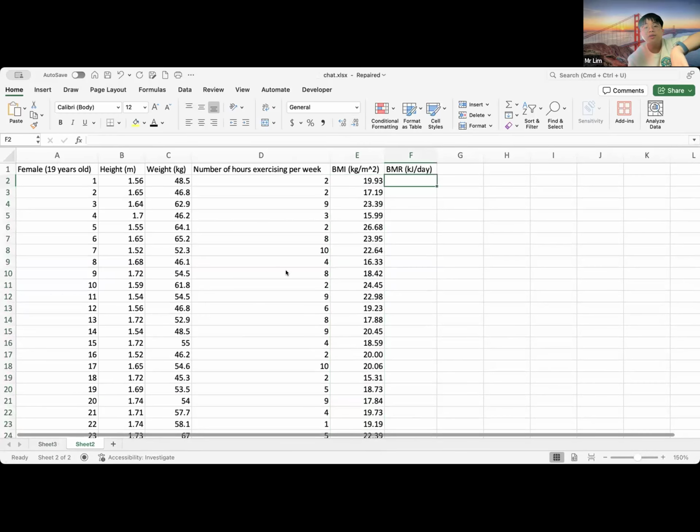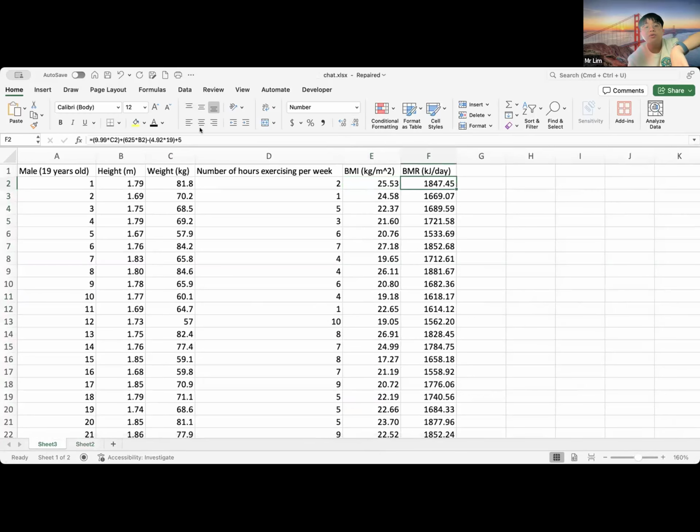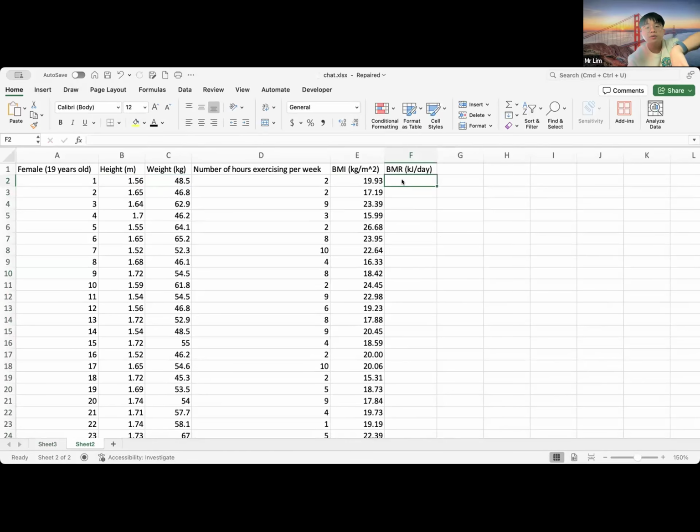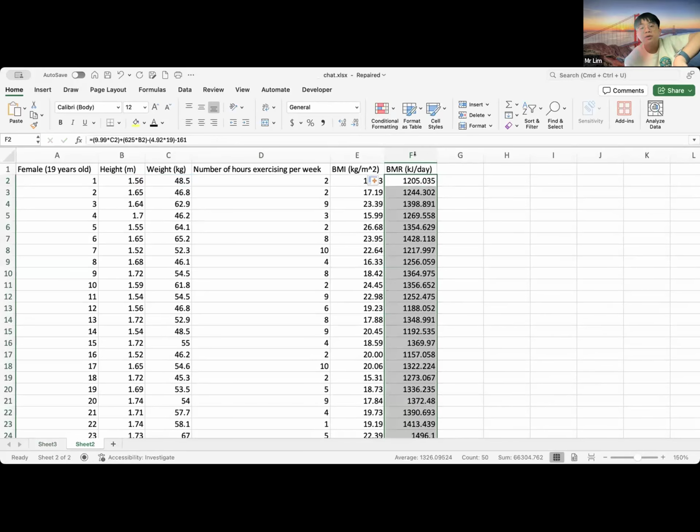And then BMR, same thing. You don't need to type everything on your own. So you copy, but you don't copy the +5. It shouldn't be +5. So on here, paste it first, but you have to adjust the formula. On the formula bar, it should be -161. Okay, and press equal. Once again, double click. I have everything here. Okay, in 2 decimal places.